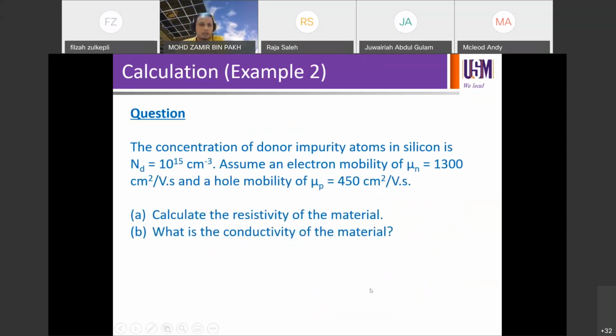Okay, question. Another one. The concentration of donor impurity atoms in silicon is Nd equals 10^15. Is it n-type or p-type? Donor impurity concentration, n-type. Don't make a mistake on this. It's very straightforward: donor n-type, acceptor p-type. In silicon, assume electron mobility mu n equals 1300 and hole mobility of 450. Calculate the resistivity of the material and the conductivity of the material.